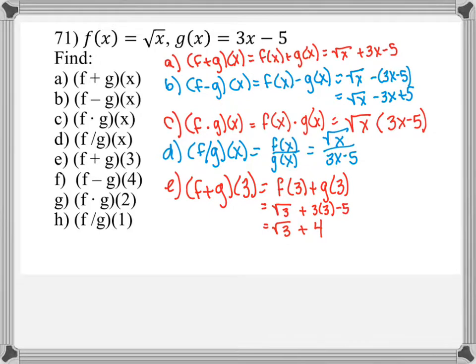Now, writing it in a more standard form, 4 plus the square root of 3. But we could also have recognized that we had found f plus g of x, and we could have taken our result there, the square root of x plus 3x minus 5, and replaced the x's with 3. We would have gotten the equivalent of what we got here.